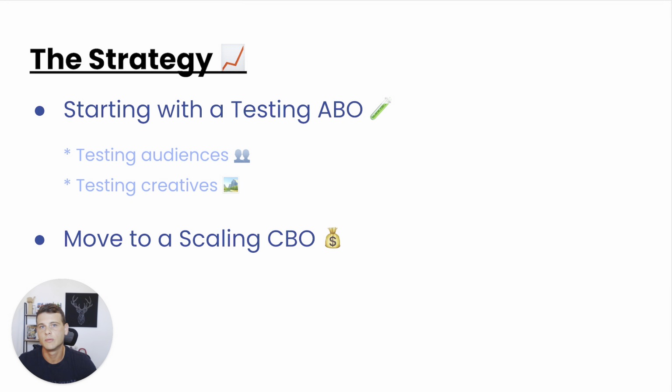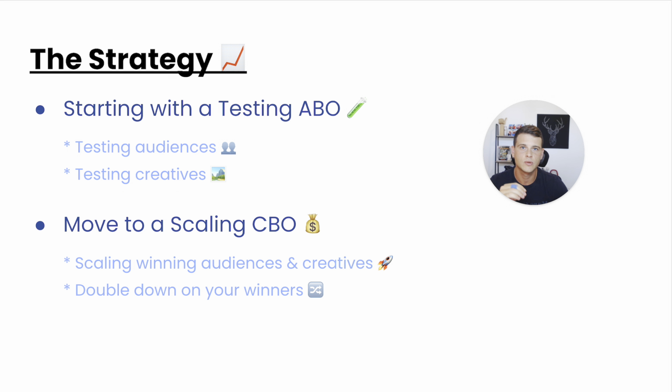The next step will be moving to a scaling CBO. So as soon as we identify the winning audiences and creatives, we want to make sure that we move them to a proper scaling campaign, and we want to double down on our winners. Meaning, if there's a certain type of audience or creative that works better, you want to double down on that and create similar versions of the same thing.